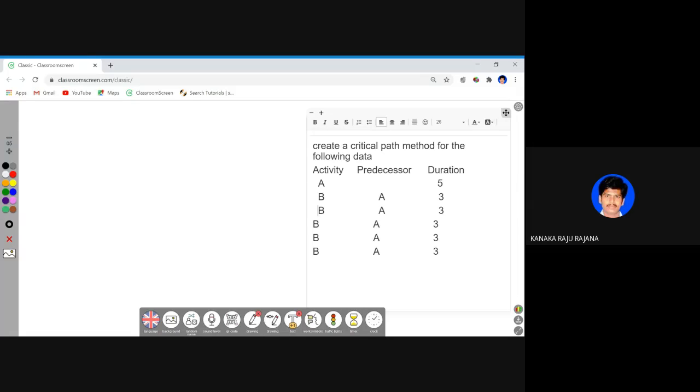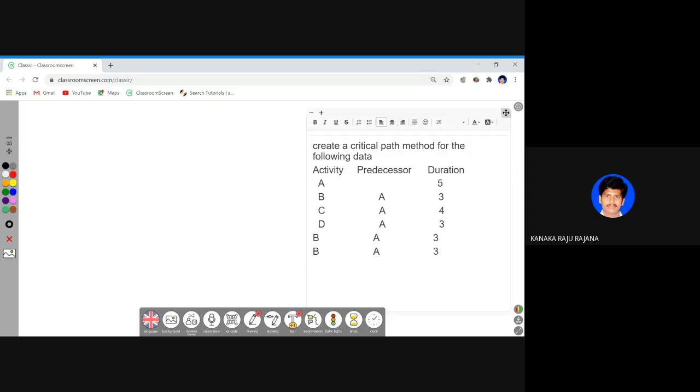So note down the question first. Okay. The next step is C. The producer is A. The duration is 4. You can take any example as you like. Okay. For the sake of simplicity, I am going to consider a simple example like this.